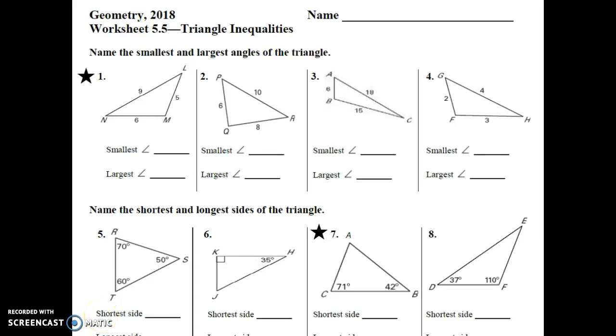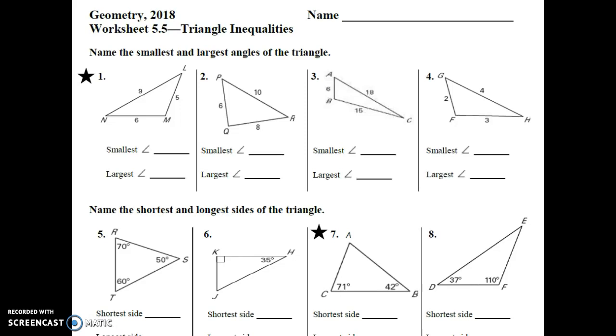All right, gang, we're going to be working now on worksheet 5.5. We're going to talk about triangle inequalities, long sides, short sides, large angles, small angles. The first section is dealing with finding the largest and smallest angles. It says name the smallest and largest angles of the triangle.